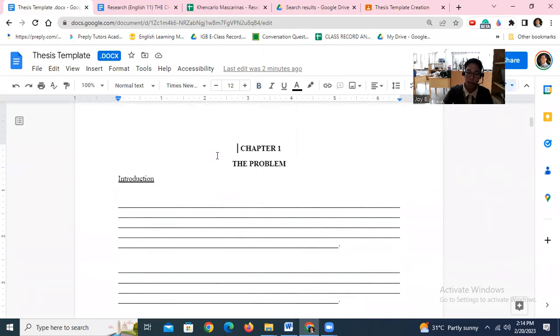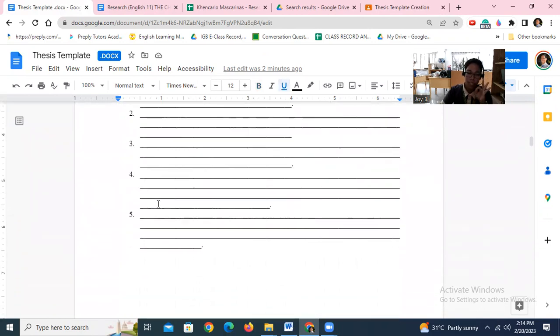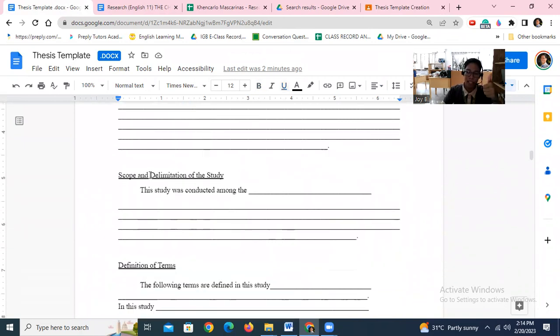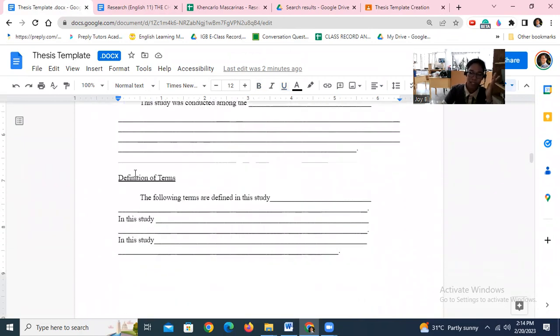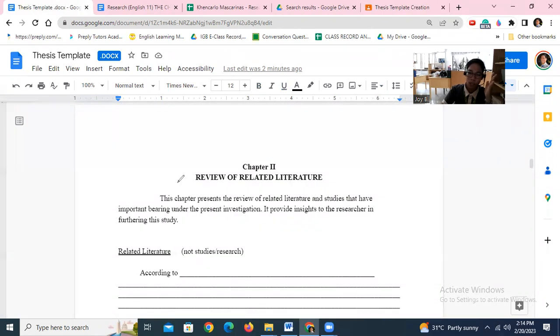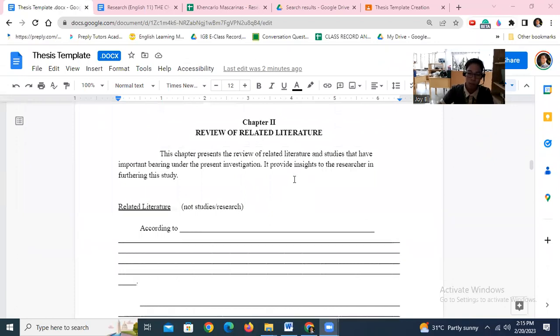Then sa chapter 1, nakapaloob ang introduction, followed by statement of the problem. Pangatlo is we have the hypothesis. Pang-apat is significance of study. And pang-lima is the scope and the limitation. Yung pang-anim is definition of terms. Okay? Pagkatapos na dako tayo sa chapter 2. Sa chapter 2, nandito ang RRL. So you just need to copy your matrix sa table nyo para hindi na ma-worry.